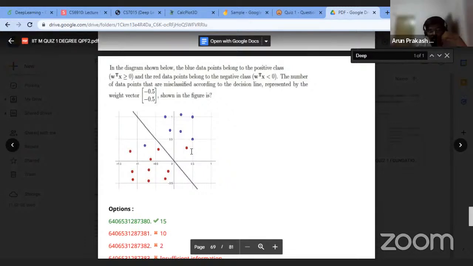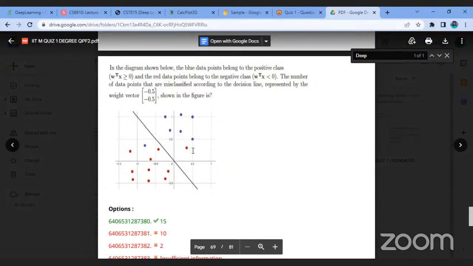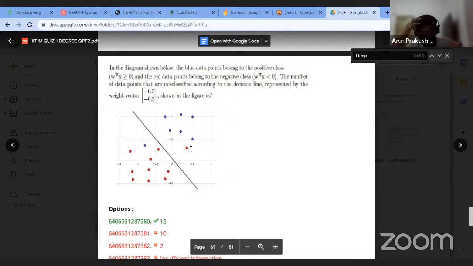Right. Then how many of them are misclassified? It's 2. No, it's actually 13 misclassified, right? Sorry, the number of data points that are misclassified, right? Yes, sir. So all the blue above are misclassified and all the red below are misclassified. Right. Then if you count it, I think it's 30.